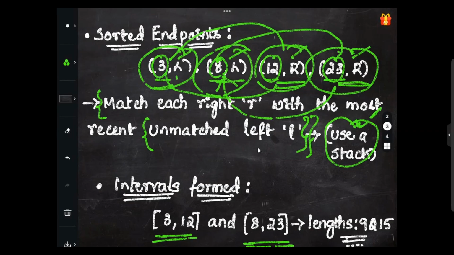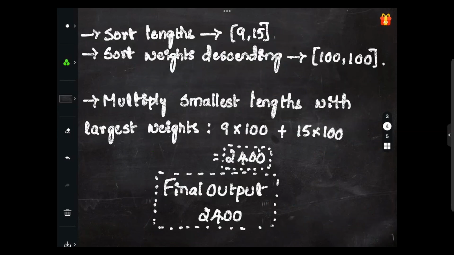The lengths are 9 and 15. 9 means 12 minus 3, which is the length, and 23 minus 8 gives 15. So this will be 9, which is the length, and 23 minus 8 will give us 15. This is considered as 15 here. I hope this part is completely fine.